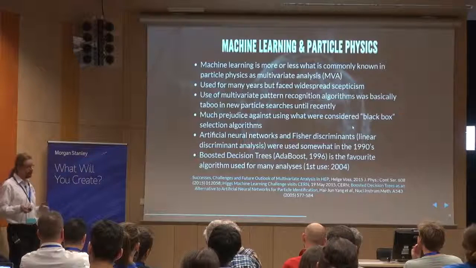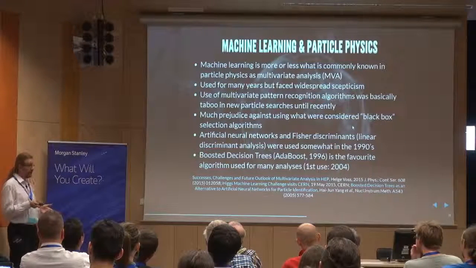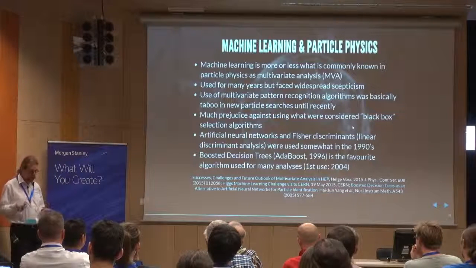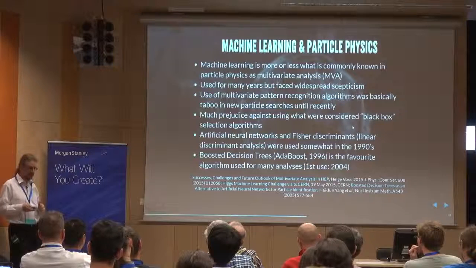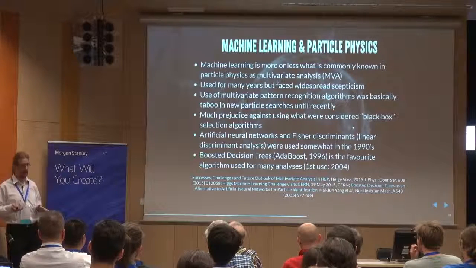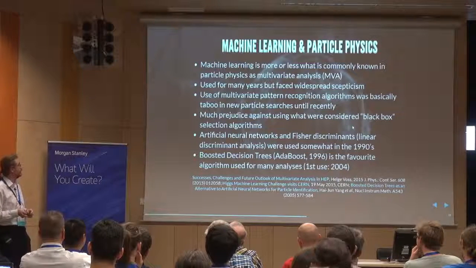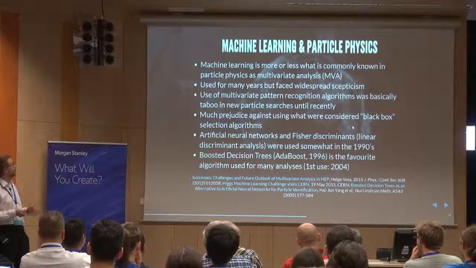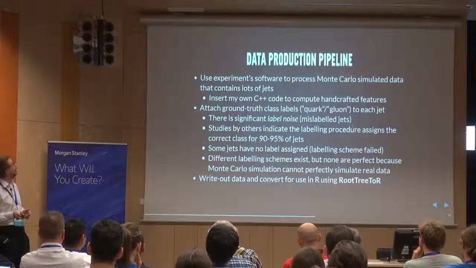Machine learning's been around for a while, but there's been a lot of skepticism about machine learning in the community. I know in 2010, there was a quote by a senior physicist who, when talking about machine learning, said, "You'll run that over my dead body." So some people have some very strong feelings about machine learning in particle physics. We've used artificial neural networks, but now boosted decision trees are kind of a favorite thing.